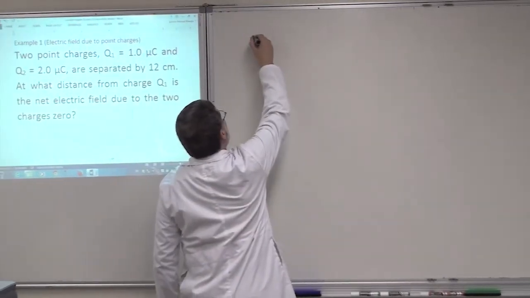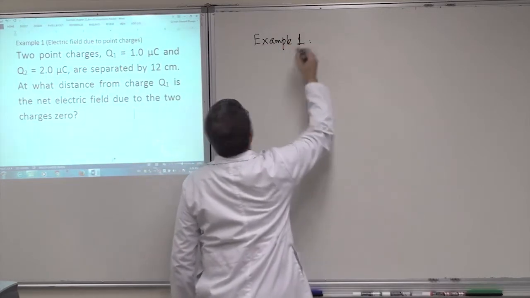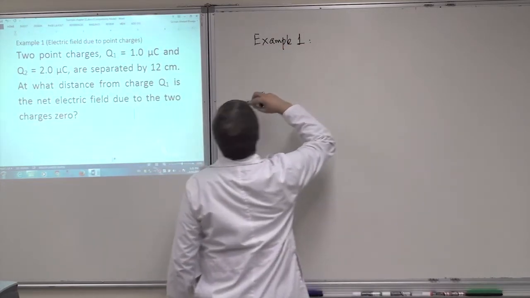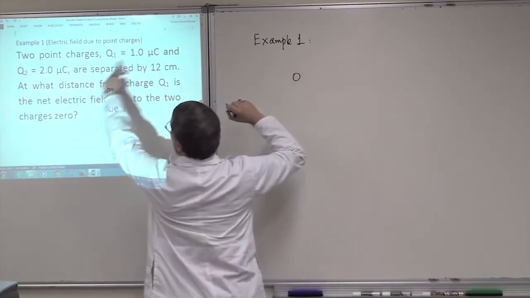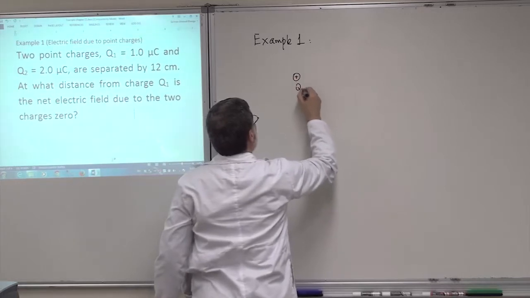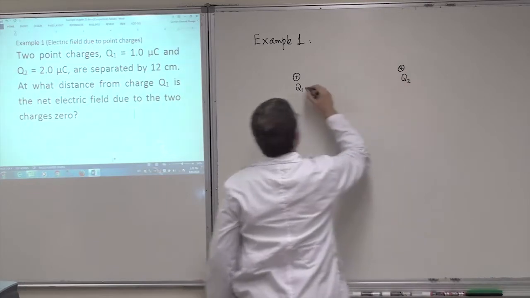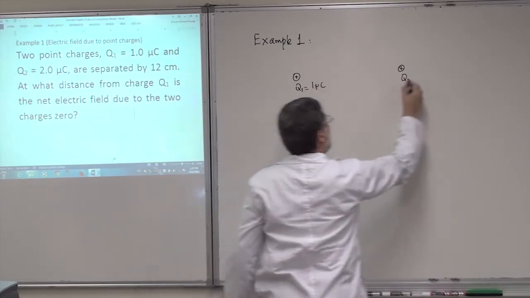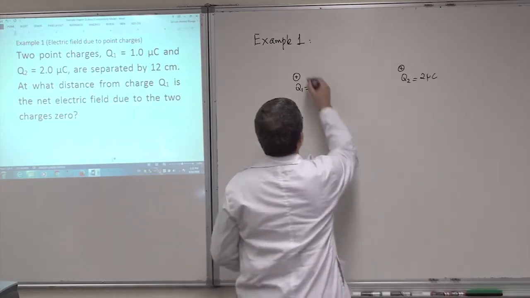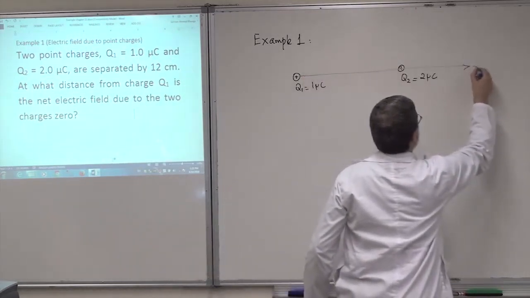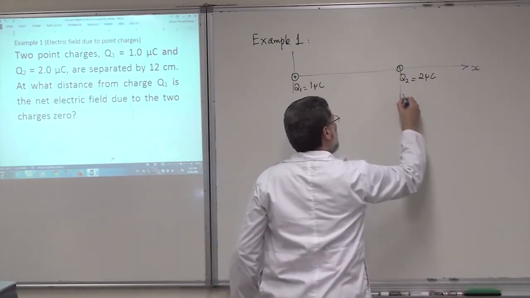Okay. So let's draw. Here you need to draw. So example number 1, electric field due to point charges. So I have 2 charges, and both of them are positive. So I have plus Q1, and then I have another charge here, plus Q2. This is 1 microcoulomb, and this is 2 microcoulomb, and they are separated by a distance of 12 centimeters. So I take this as my x-axis. If I take this as my origin, this will be 12 centimeters here.